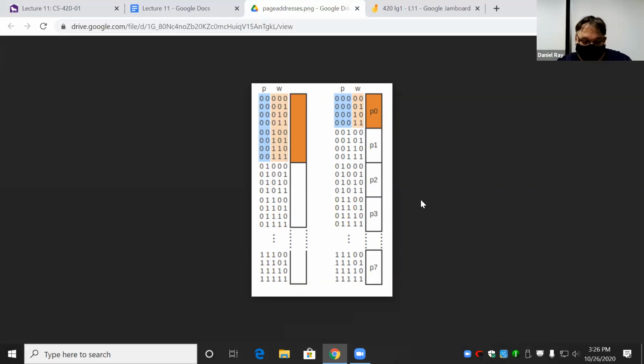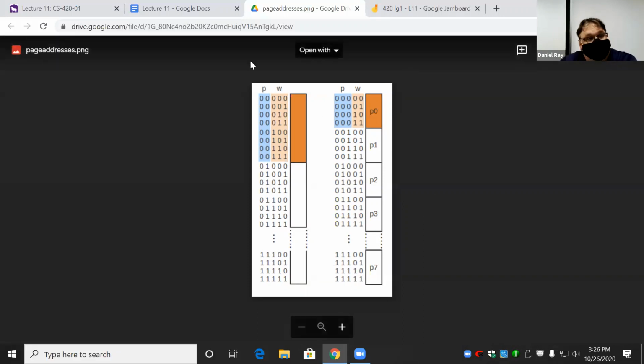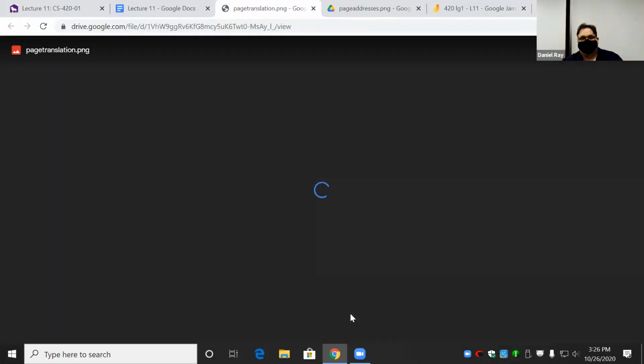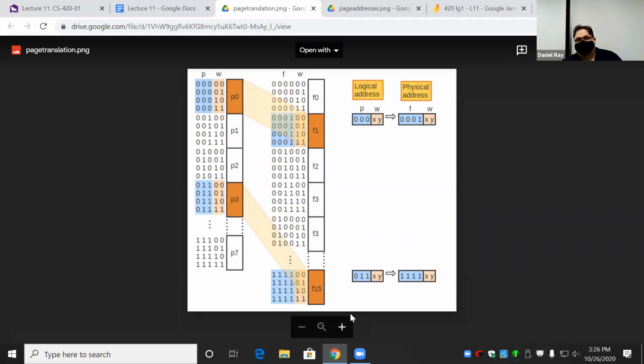Now, that's just how to carve up the logical address space. We still need to look at what this means when we use a page table. You build the frames, so that was for pages. You build the page frames in effectively the same size, in the same way. They have to be the same size. Okay? Again, stolen directly from your book.